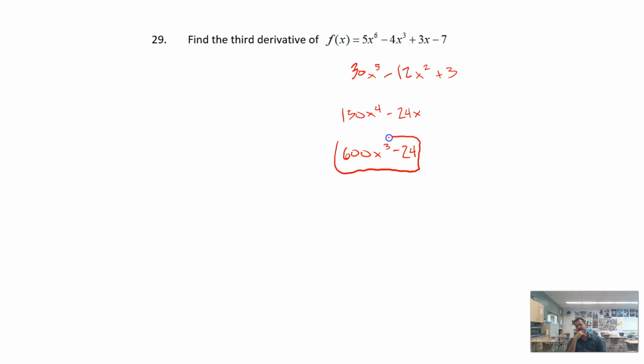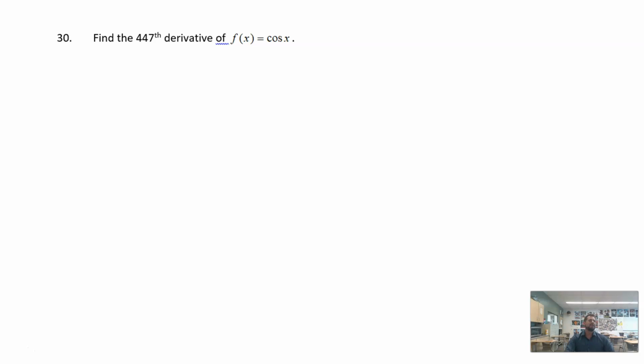The focus here is knowing that if you're asked to take any sort of ranked derivative, that's just telling you how many times you need to repeatedly take the derivative of that particular function. On number 30, he wants us to find the 447th derivative of cosine. So what we do is we take 447 and we divide it by 4, because that's how long it takes to cycle through all of the different sine, cosine, negative cosine. Anyway, we talked about that in class a little bit.